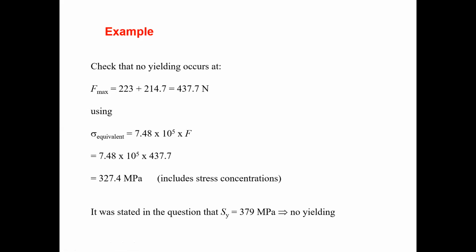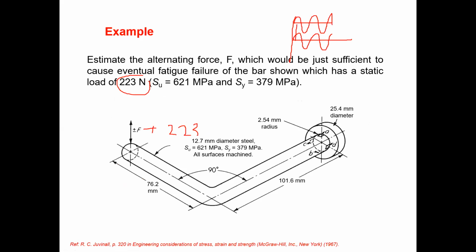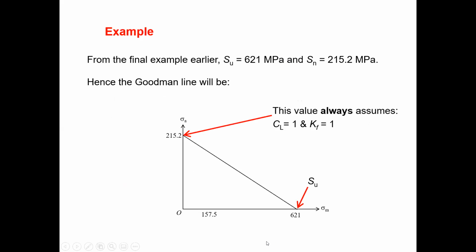Sir? Yeah. Why did we have an assumption as CL equals 1 and Kf equals 1 earlier in the slides? In here, I think you are asking from here. Okay. This one, yeah. Okay, so Sn, we are not going to introduce the fatigue stress concentration factor into the strength. That's why. So if you are not going to introduce it, Kf is always equal to 1, isn't it?